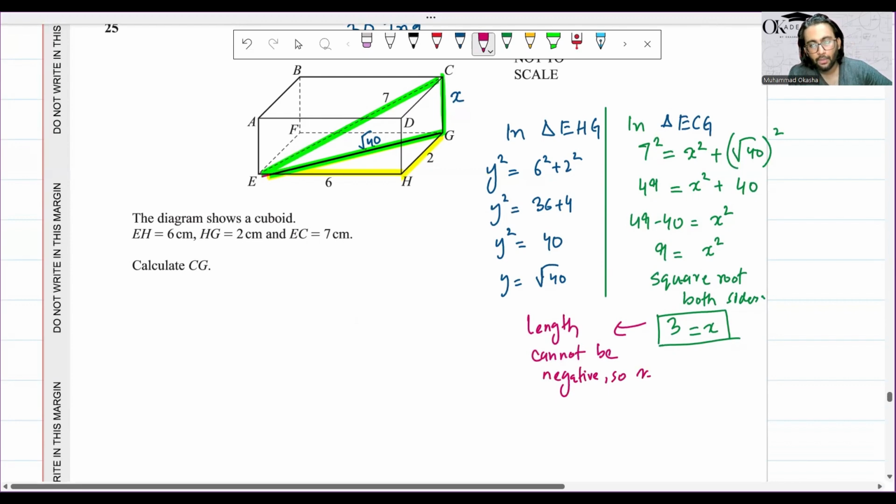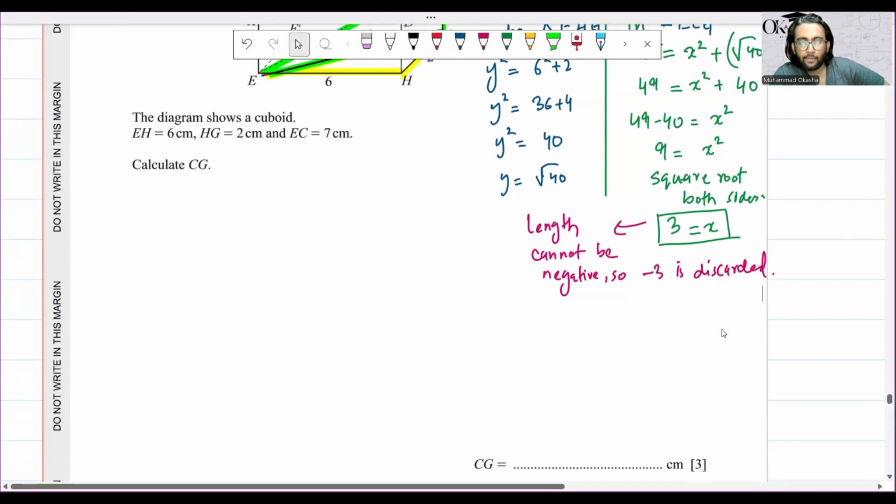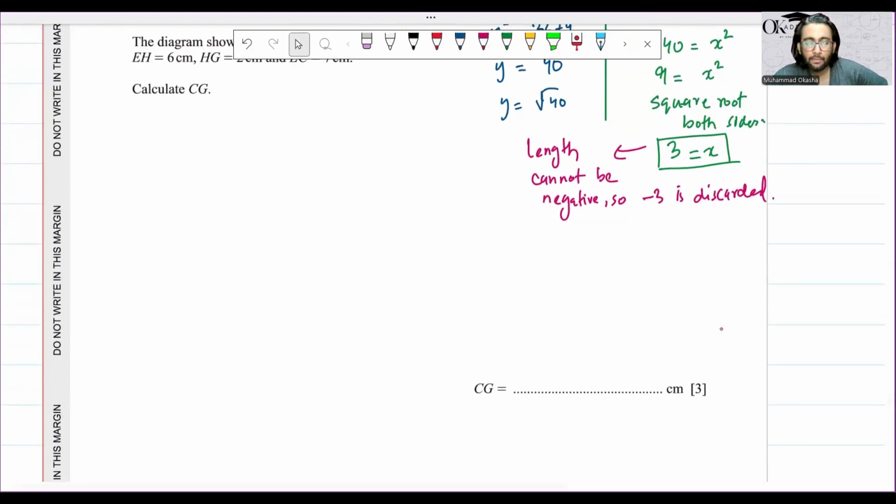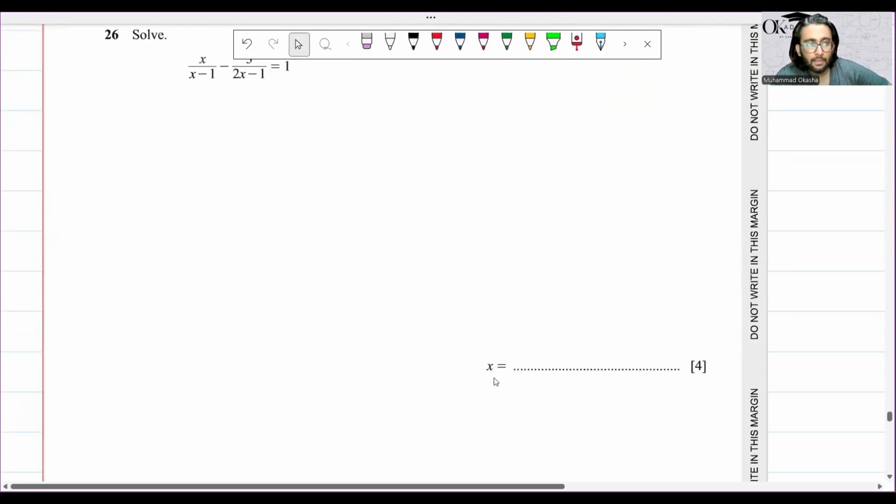Okay, so the negative value, negative 3, is discarded. I'll just say that: negative 3 is discarded or rejected. Taken. So CG is equal to 3. Right? Let's move on to the last question.